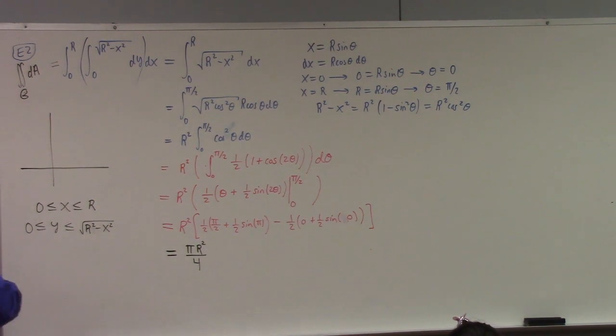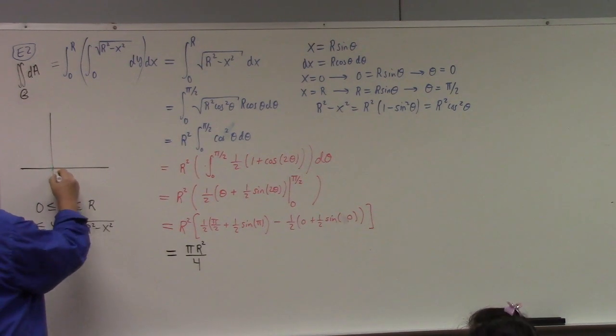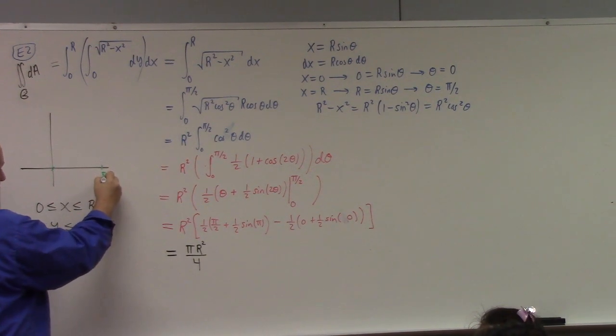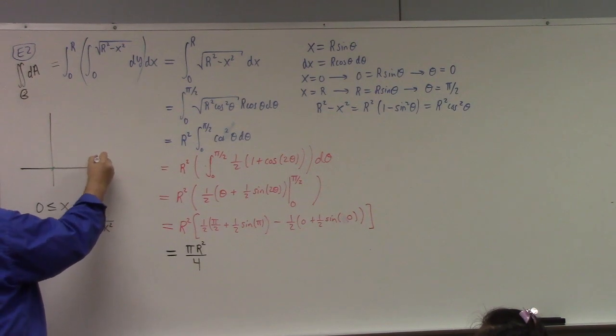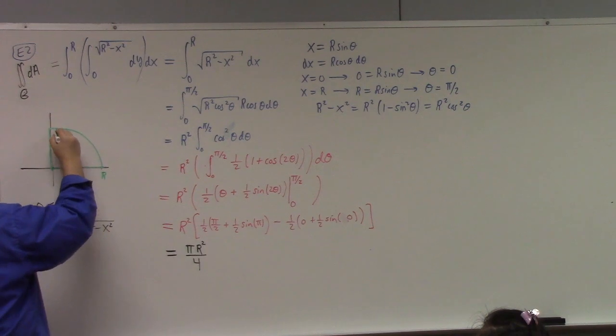Let me draw it for you. Or somebody want to say it while I'm finding my marker? A hemisphere. No, that's too much. This is two-dimensional. Double integral. So we're going from x equals 0 out to x equals r, right? It is a quarter circle.